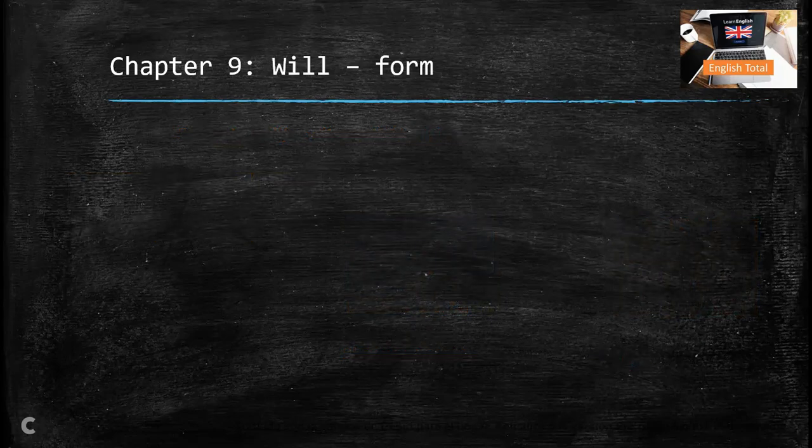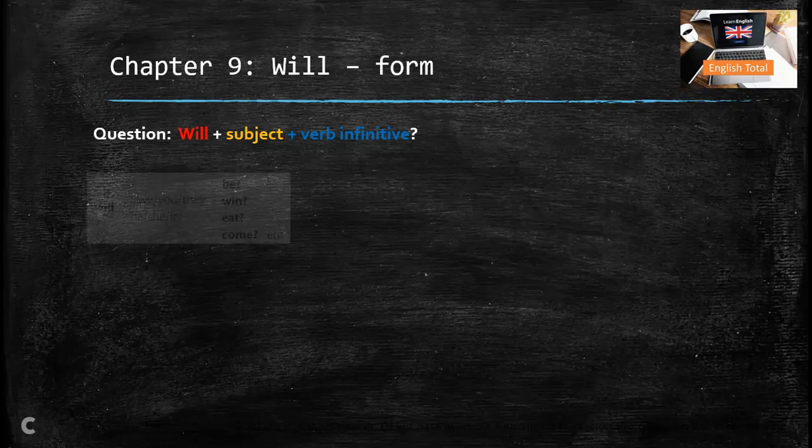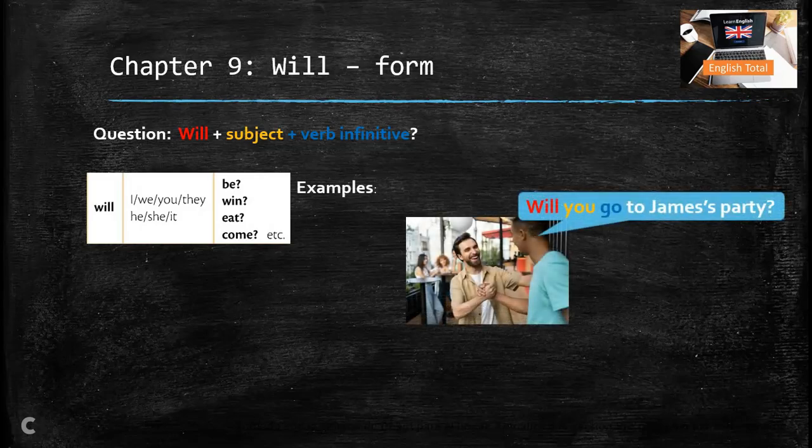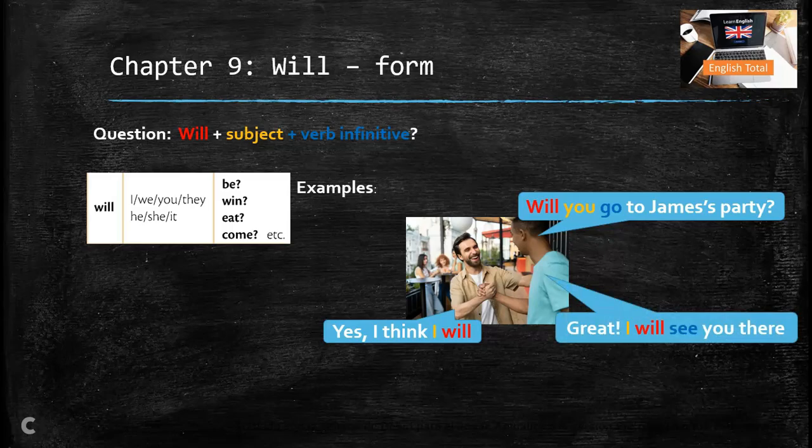Okay, on to question formation now. This is the structure for questions using will. Start the question with will, followed by the subject, and then the verb in infinitive form. Here's a table for reference. And some examples. Will you go to James's party? Yes, I think I will. Great, I will see you there. Cool, huh?